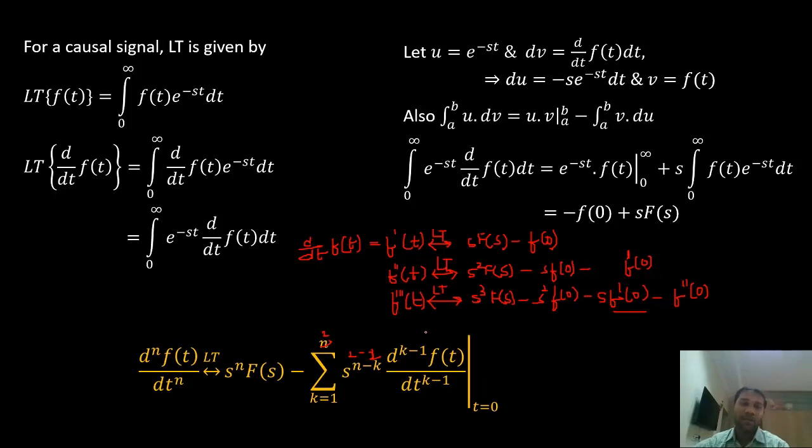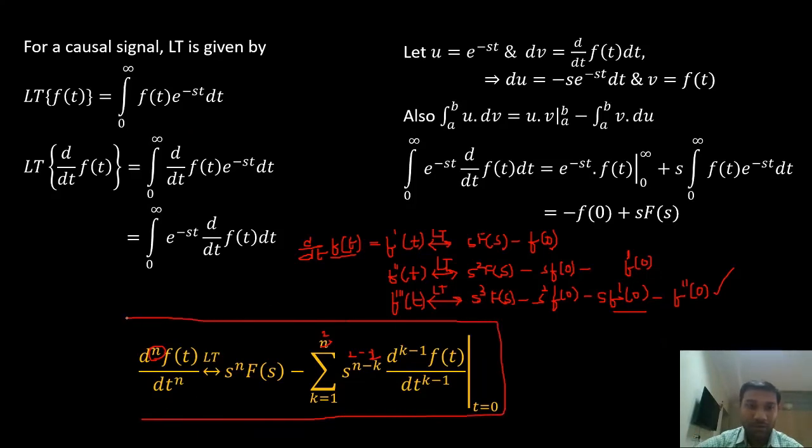Like that, for any value of n or any number of differentiations of f of t, we can find the Laplace transform for a causal signal. This property, or this Laplace transform equation, is very important in solving systems using Laplace transform, right? It is useful. We'll look at problem solving for this at the end of the Laplace transform discussion.